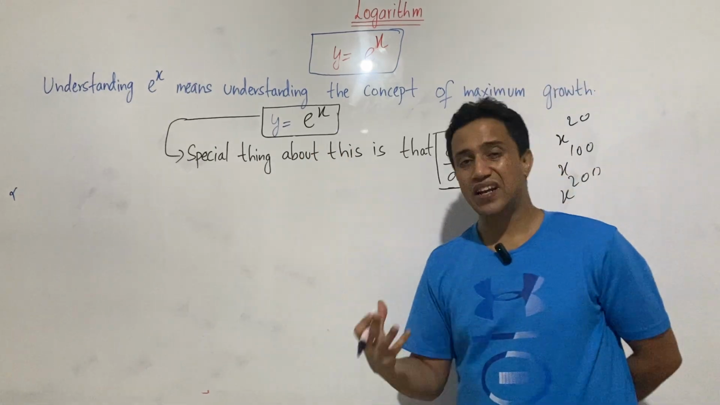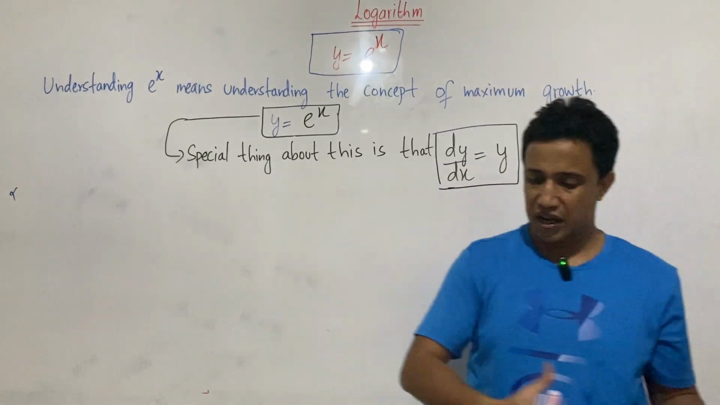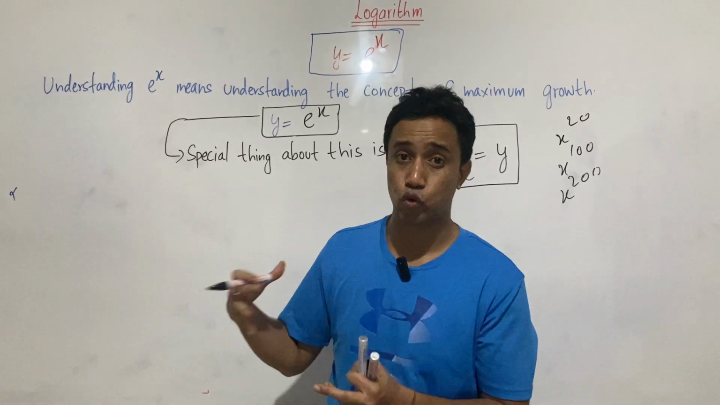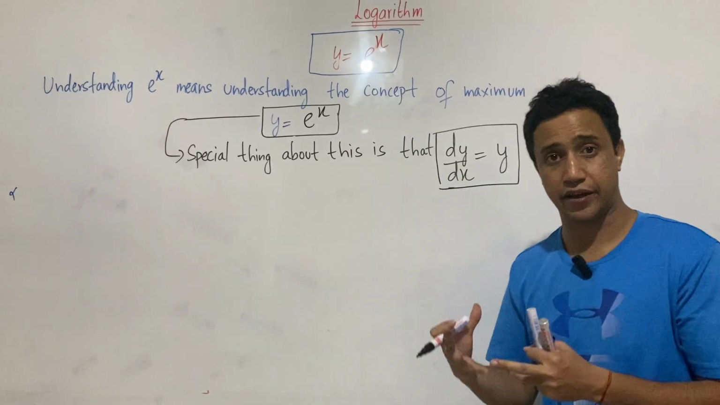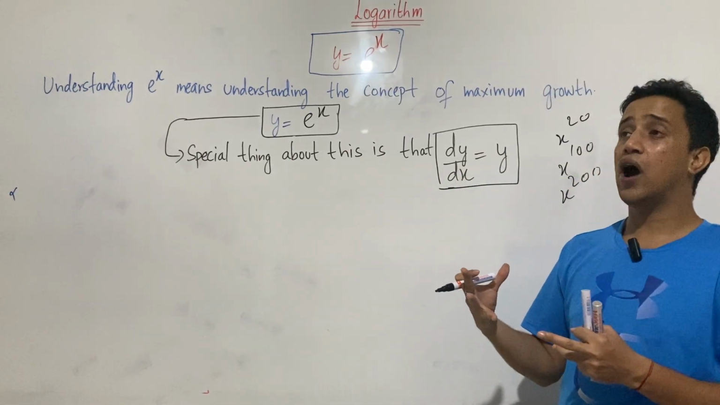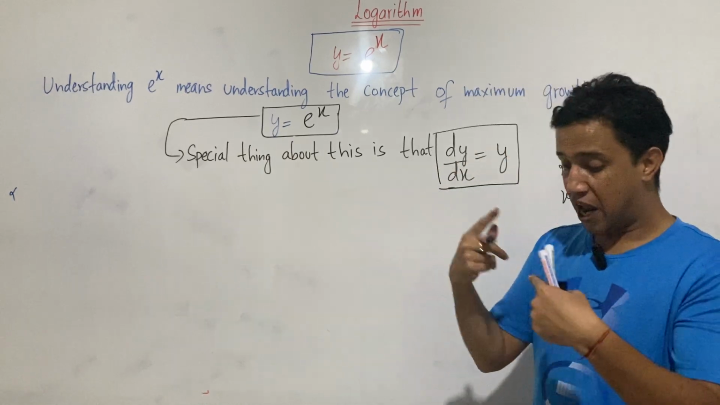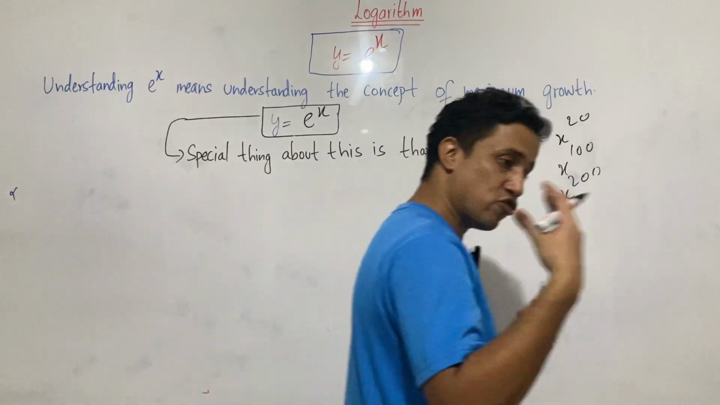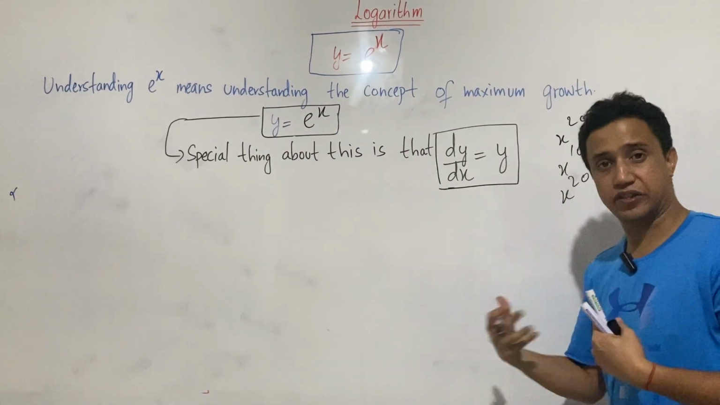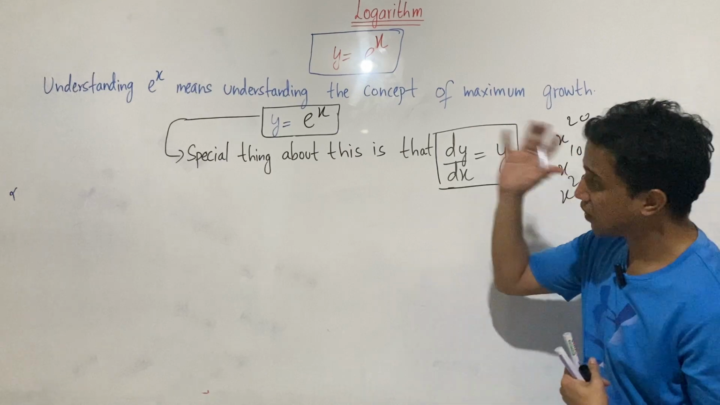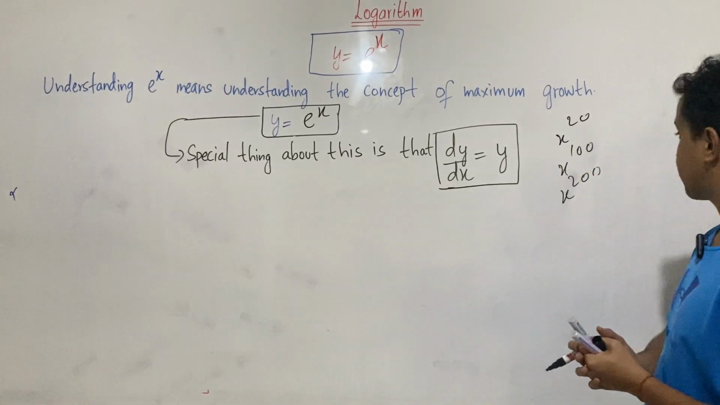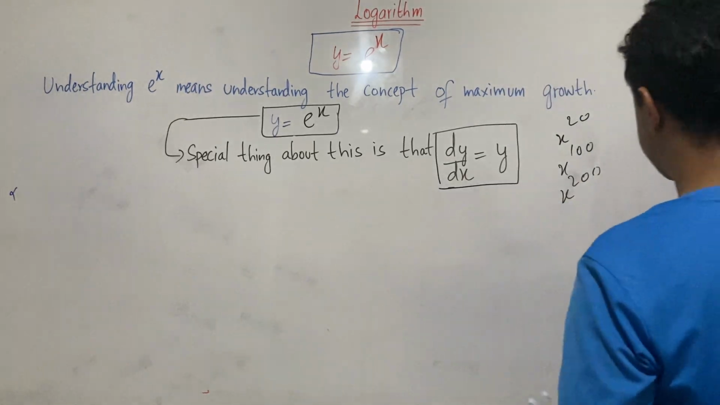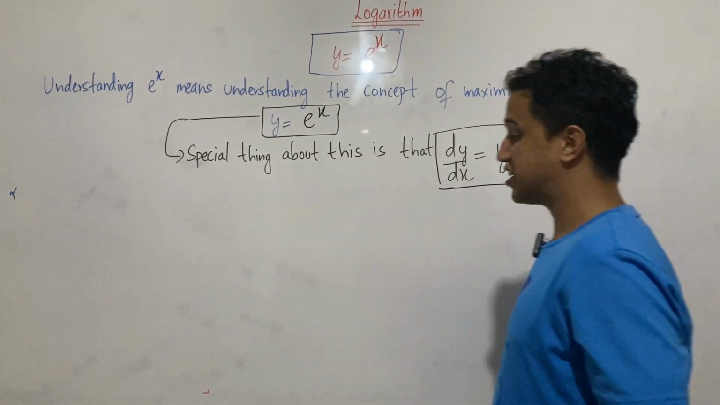We will see it later. I will give you a real example of what massive growth means in terms of banking, and what happens when you compound your interest continuously. We will see that. So the very special thing about this function is that its slope is the same as that of the function.